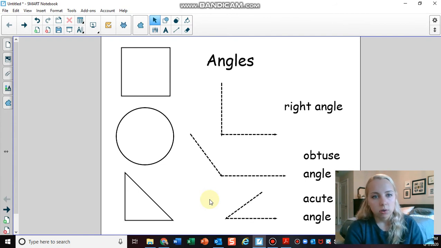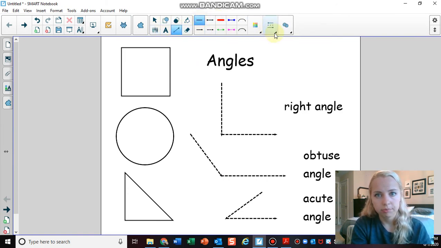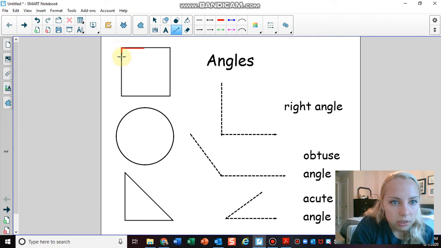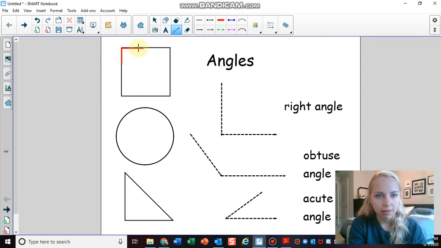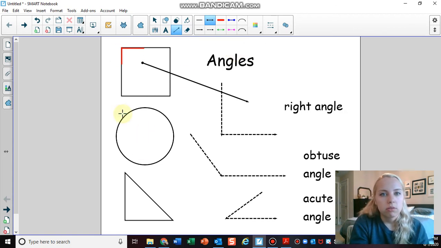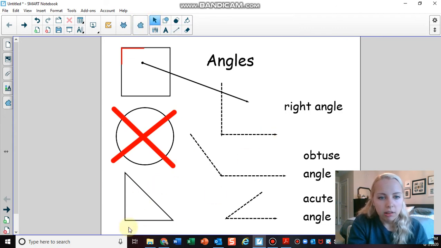Okay? Alright, so let's look at these shapes and see what types of angles they have. Now, I'm going to use my red line for this one, because we can see this angle on the square goes perfectly square at the corner, or at the angle, it is in fact a right angle. So squares have 4 right angles. Remember in our video about squares, in order to be a square must have 4 equal sides and 4 right angles. Now, our circle doesn't have any angles, so this one cannot be counted because this doesn't have any kind of angle. Now let's look at this right triangle.